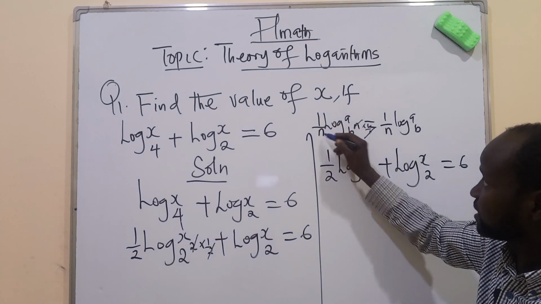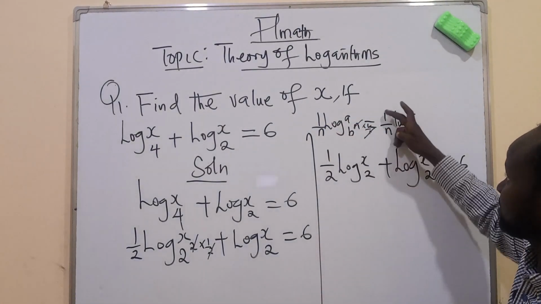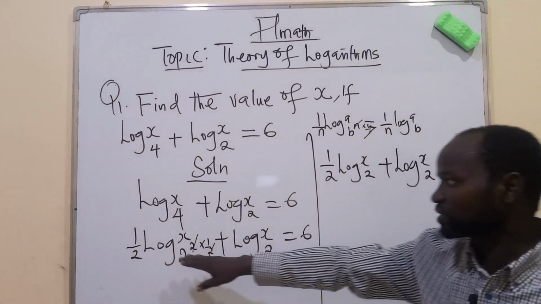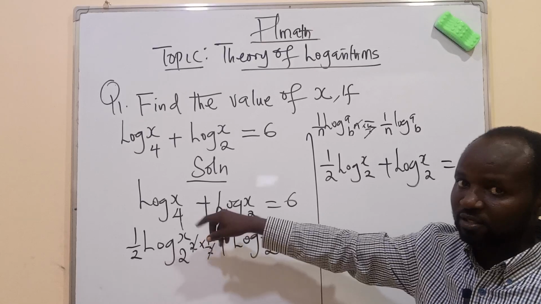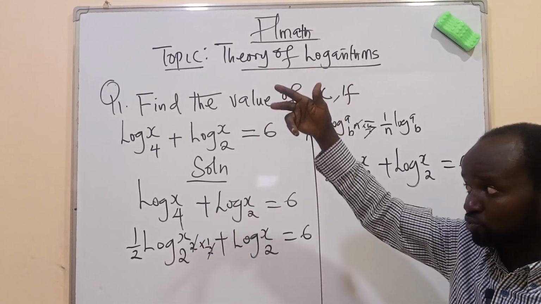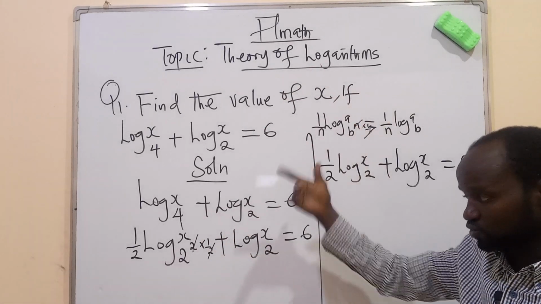I have to, of course, multiply this by 1 over n. That is how I come about 1 over n log a to base b. That's what I did here. First thing to do, change this 4 to power 2. That's 2 squared, that's power 2. Find the reciprocal of 2, that's 1 over 2.